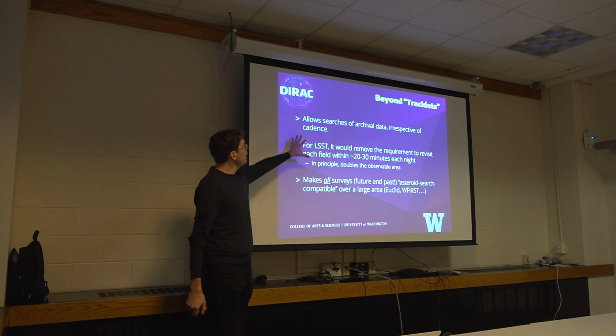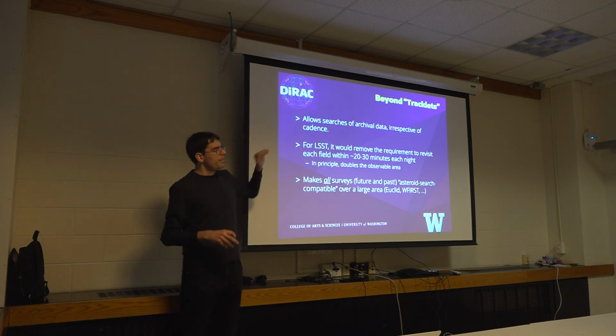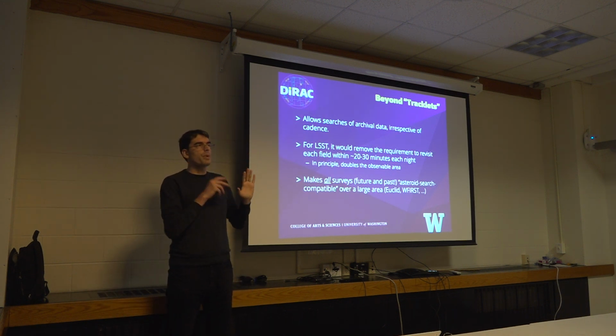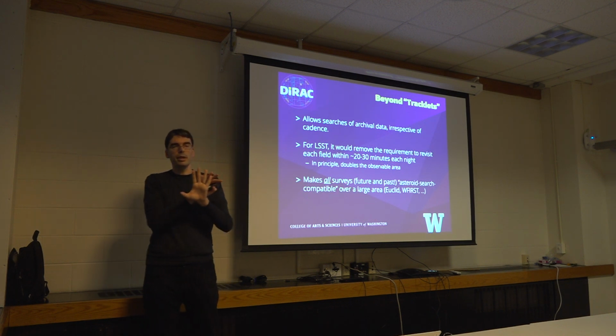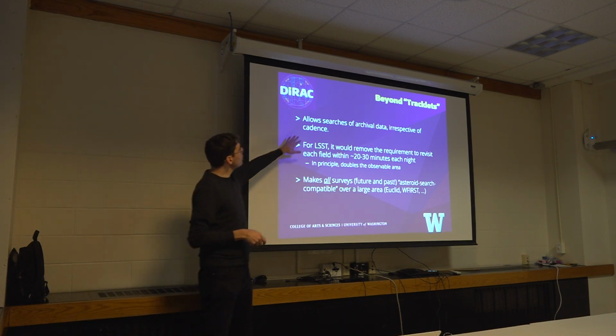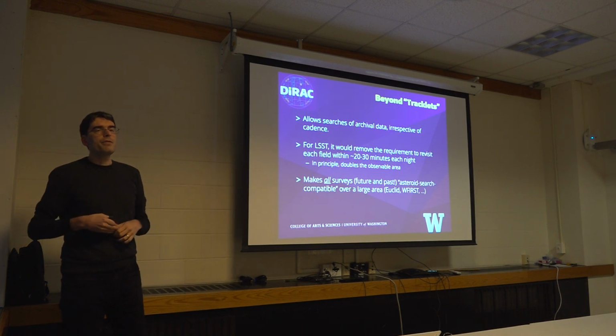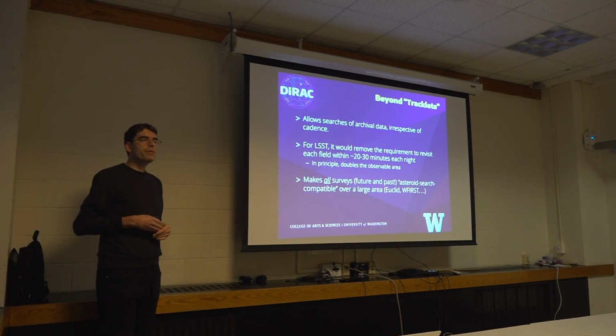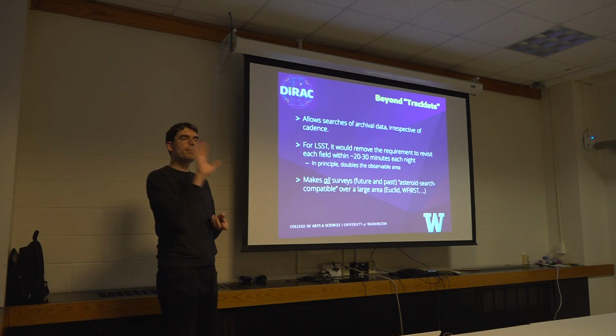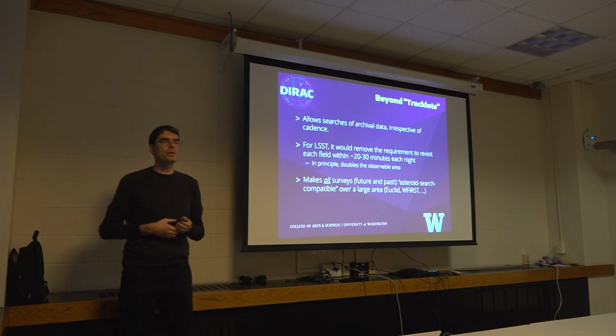One is it allows you to operate on telescopes without having to have them come back in the same night. But then it also allows you to do archival searches. So now, it used to be that if you wanted to find new asteroids, you have to have a survey that observes with this pattern. So 2 observations within 30 minutes or so.